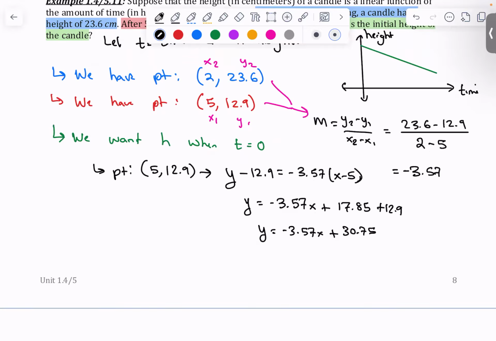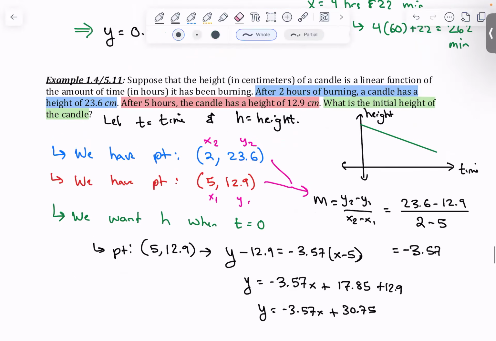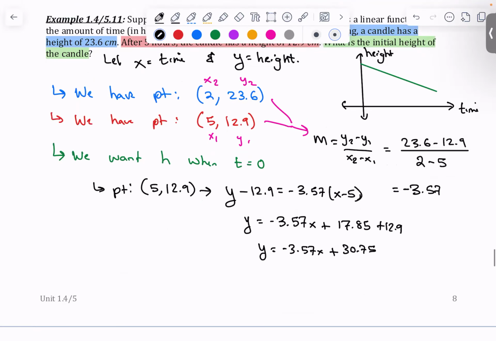So we want to know when, it should not be y. I should have just made, like, let's change these to y and x. Otherwise, it should be an h and t, and I didn't do that. I got carried away with the x's and the y's. So y of 0 is equal to negative 3.57 times 0 plus 30.75, which is just 30.75 centimeters.